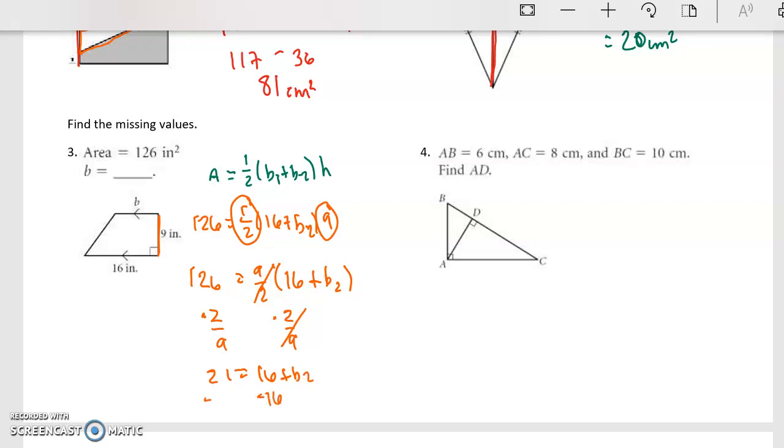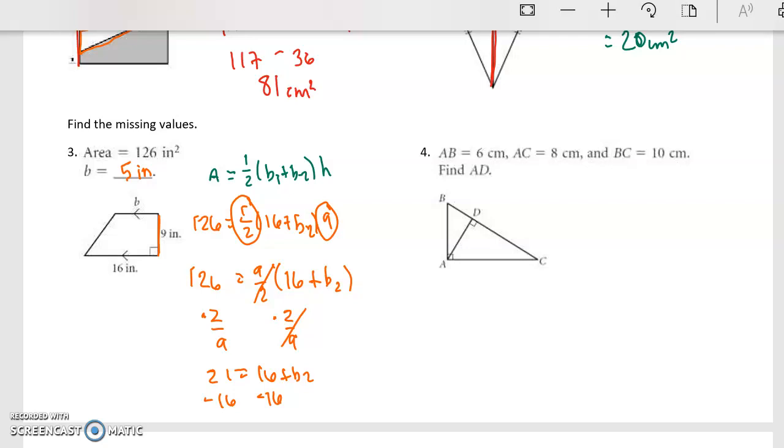And then we can go ahead and subtract. And turns out b2 is 5 inches. And again, remember, these are easy to check. And the reason is because you can just go ahead and use the formula again. So if you go to 16 plus 5, that's 21. Multiply that by 9. And then that is not going to work now that I think about that.